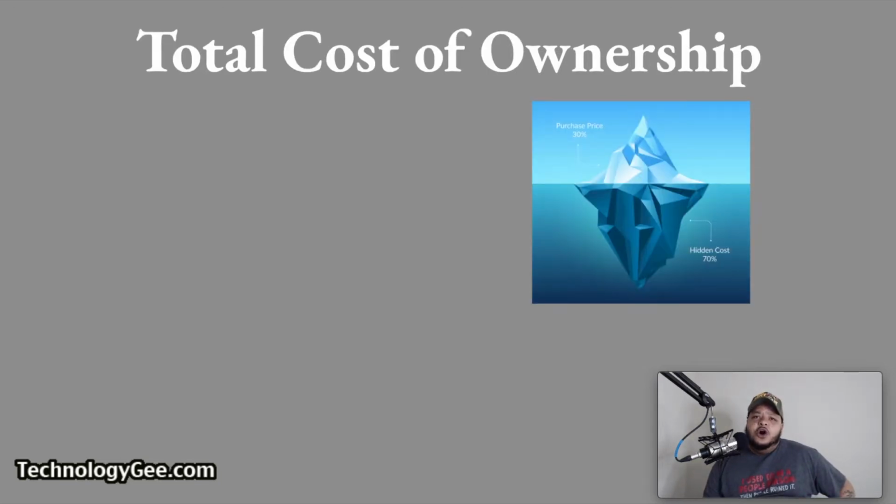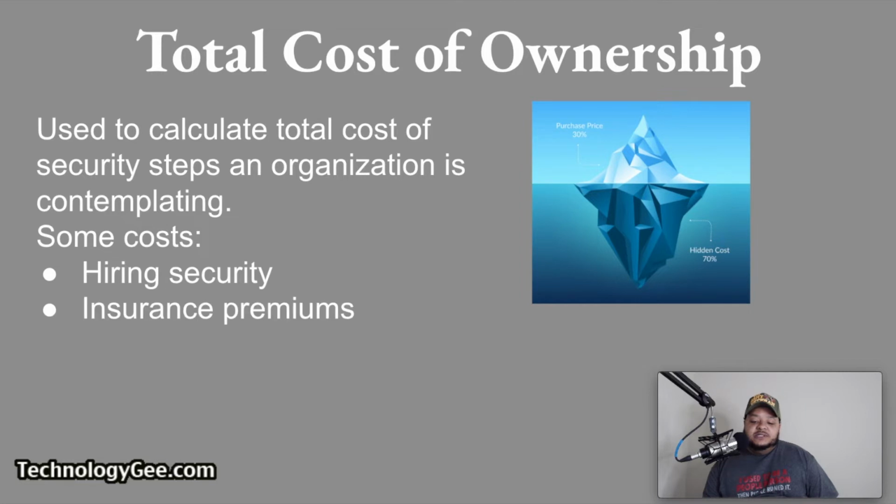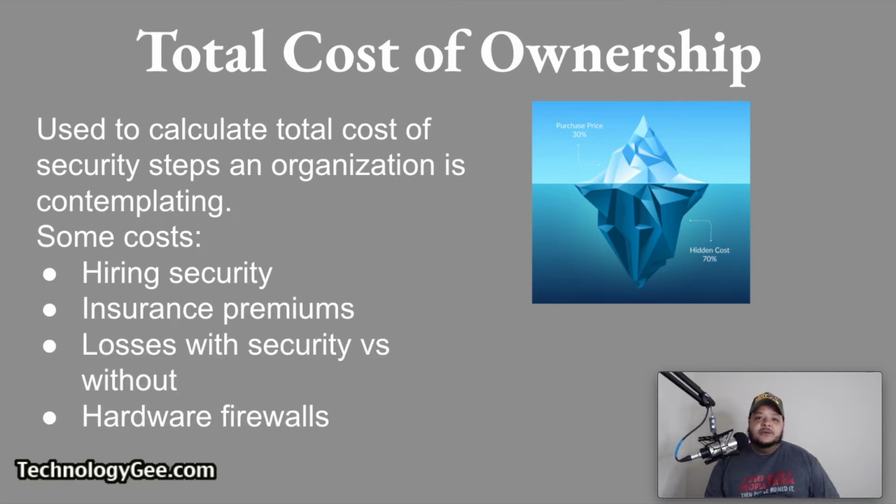And then we have total cost of ownership. So a TCO is used to calculate the total cost of the security steps your organization is contemplating. Some of these costs could be hiring security personnel, insurance premiums, losses with security versus losses without security, hardware, firewalls, et cetera, et cetera. So basically, you're just kind of analyzing how much is it going to cost. Let's just say you want to go with hiring a security team. You might look at the price. Okay, we got to hire the security personnel. They're going to sit out here and guard this community or guard this building.